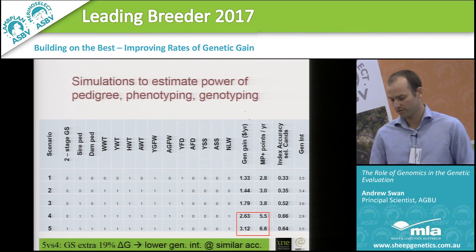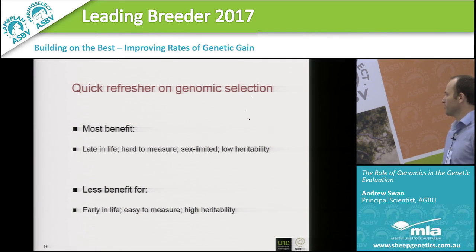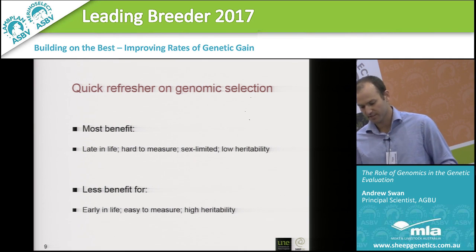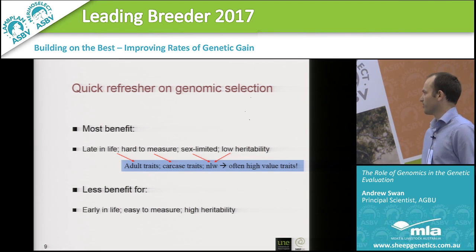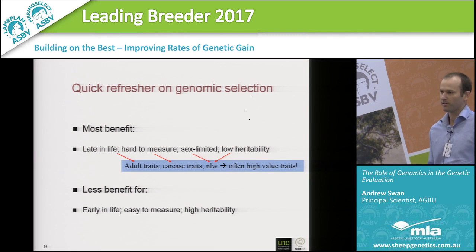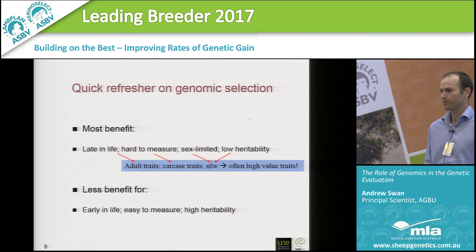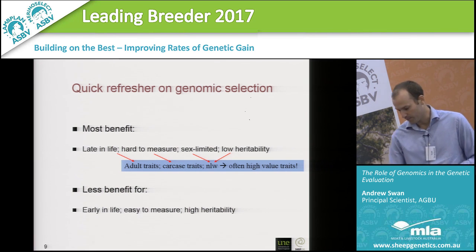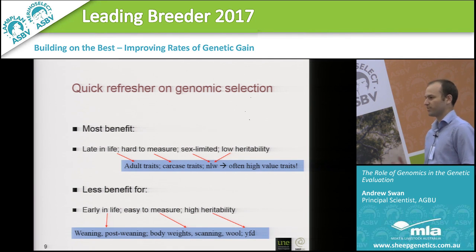I'm going to now delve into the genomic selection part. So just a quick refresher, we've been hearing about it. We're getting most benefit for those late in life, hard to measure, sex-limited, low heritability traits. And there's less of a benefit for those early in life, easy to measure, high heritability traits. So people like using the Carcass Plus index where most of the measurements are made before selection. There's not a whole lot of benefit for genomic selection, but as we incorporate those eating quality traits which are hard to measure, we start to see a real benefit.